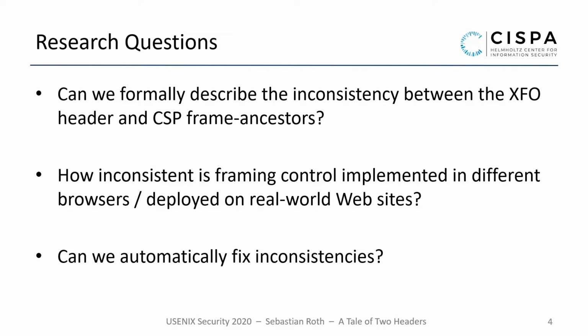We tried to figure out if we can formally describe the inconsistency between X-Frame-Options and CSP frame-ancestors. Also, we want to know how inconsistent framing control is implemented in different browsers and how it is deployed on real-world websites. Furthermore, we ask ourselves if we can automatically fix inconsistencies between X-Frame-Options and CSP frame-ancestors. Now you might think, why the hell is this a problem? Either a browser supports X-Frame-Options or frame-ancestors.